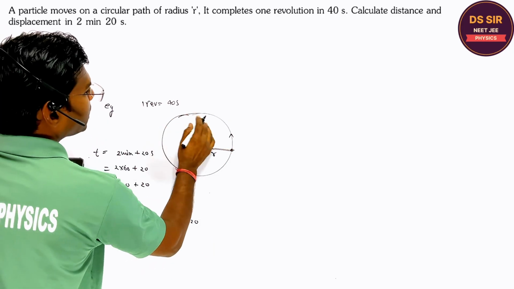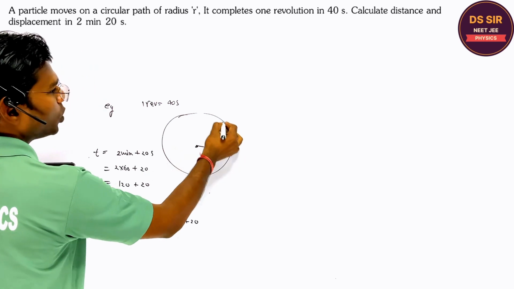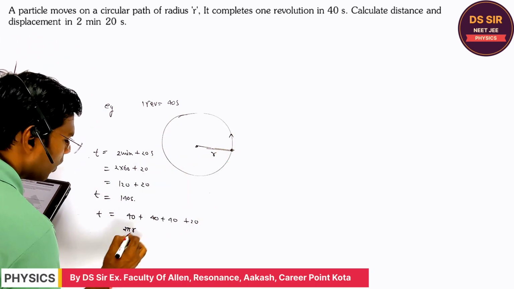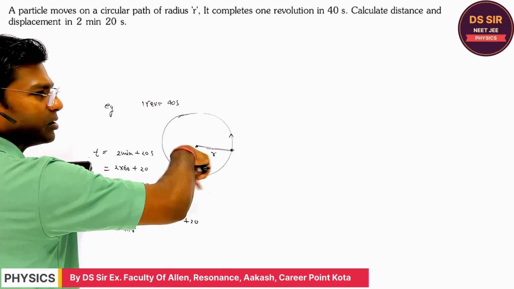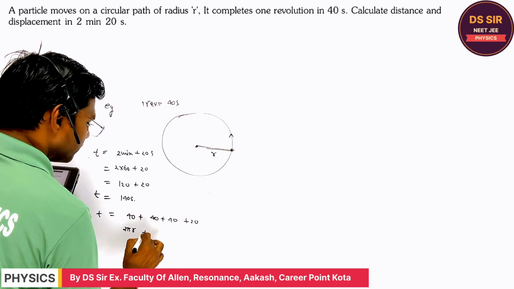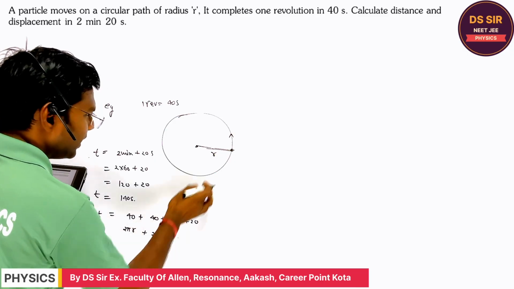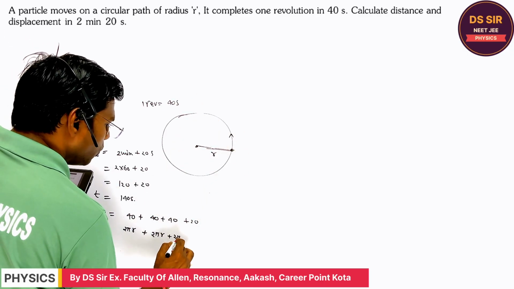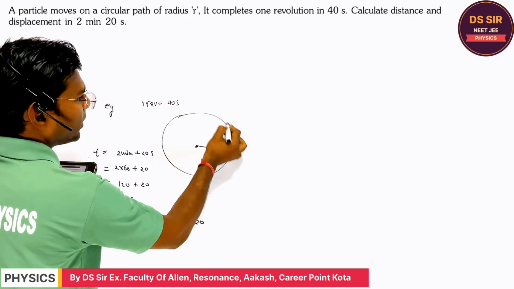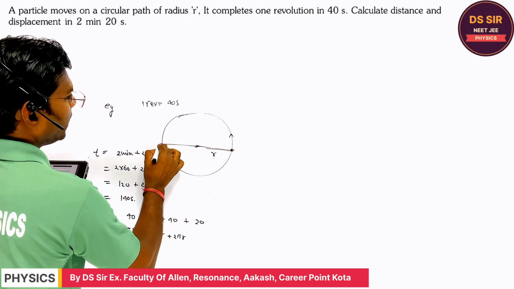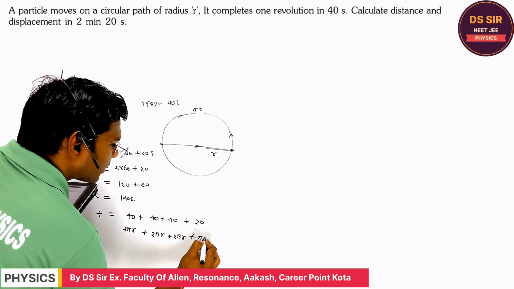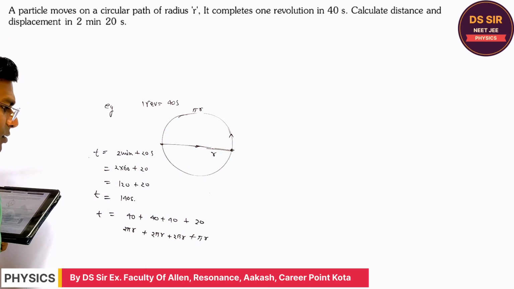If the particle starts from here, in 40 seconds it completes one revolution. How much distance does it cover in one revolution? Say 2 pi r. Again in 40 seconds, 2 pi r. Again in 40 seconds, 2 pi r. In 20 seconds, from here to here, what distance is covered? Say half circle, pi r. Is it clear or not?